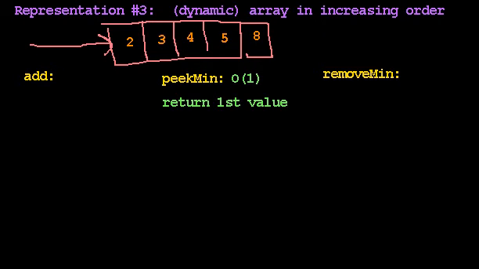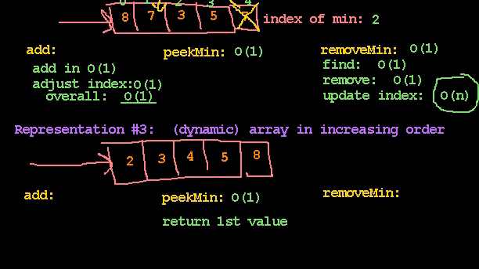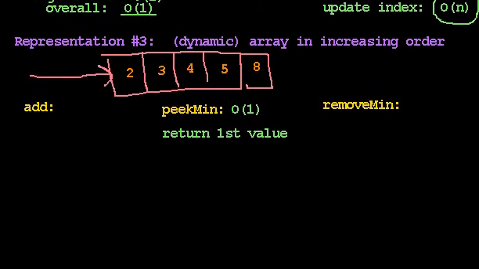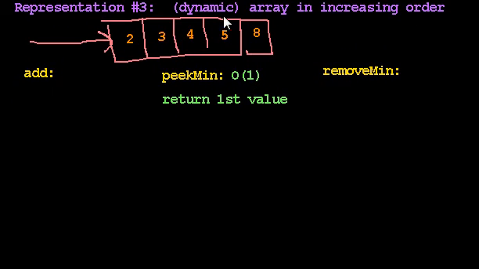So here's a reoccurring theme. When I decide to store, I'm stricter about the kind of information I store, like I keep track of the index of the minimum, or I force my array to be in increasing order because I want some operations to be faster. I now have added maintenance work. Like here I had to update the index in representation number 3, where my array is in increasing order. I need to make sure it stays in increasing order, and that's going to add to the running time. So how long does it take to add? Linear time, because I need to maintain the order.